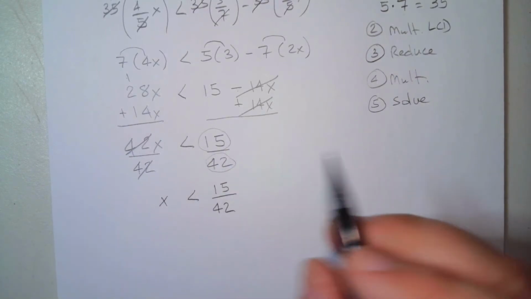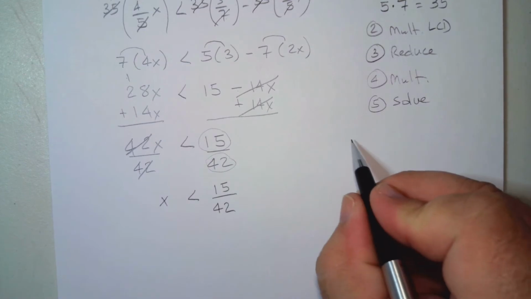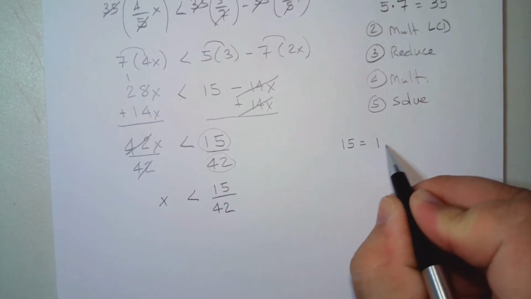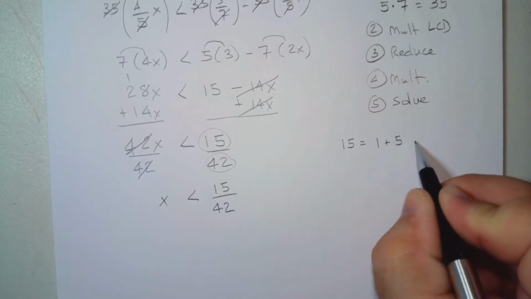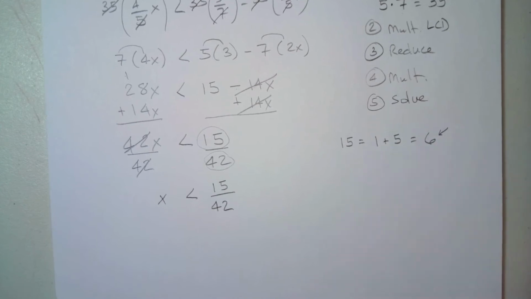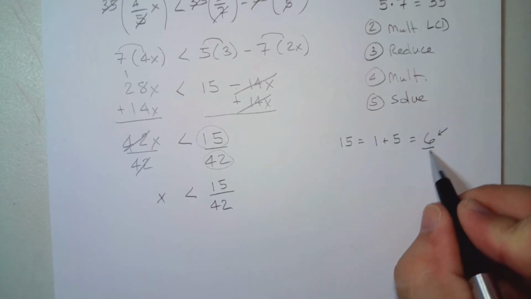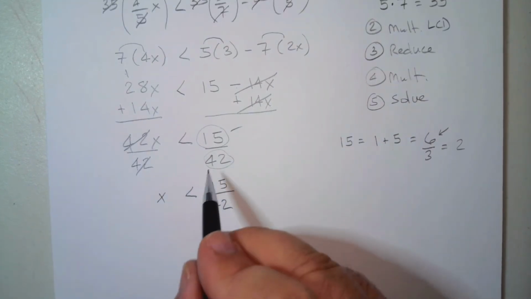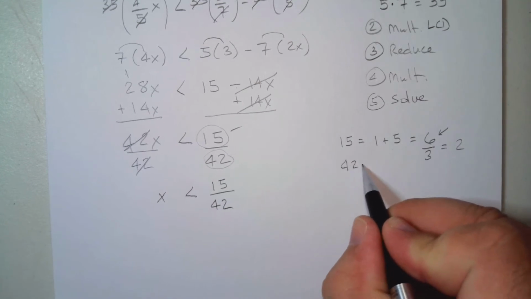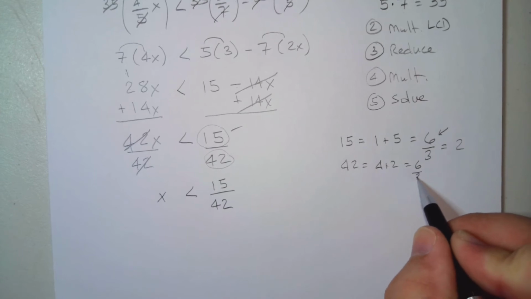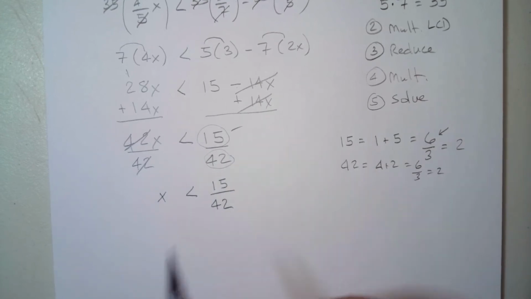How do we know that? If we take the digits of 15 and add them together, if this answer is divisible by 3, then that means that number is divisible by 3. Likewise, we have 42. That's 4 plus 2 is 6, and 6 is divisible by 3, so we know 3 goes into 42.